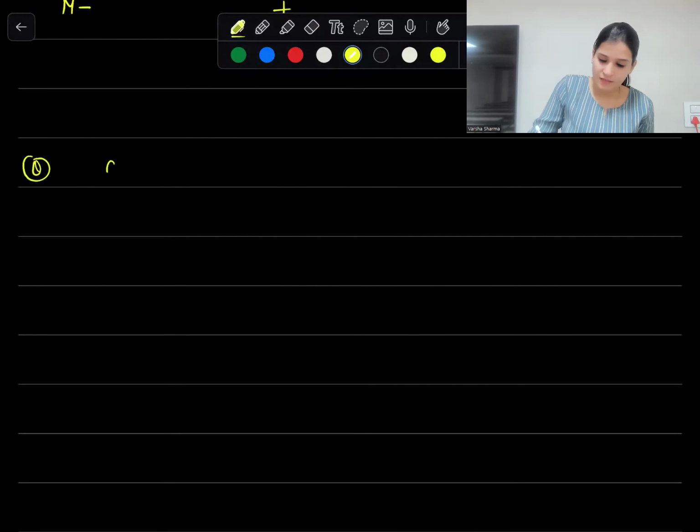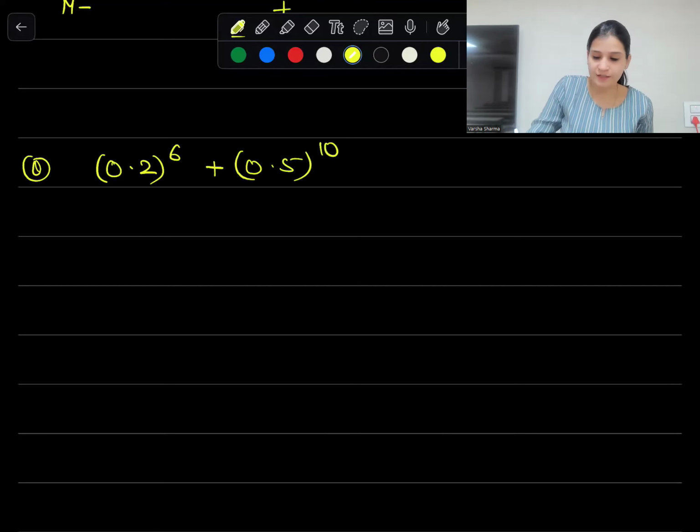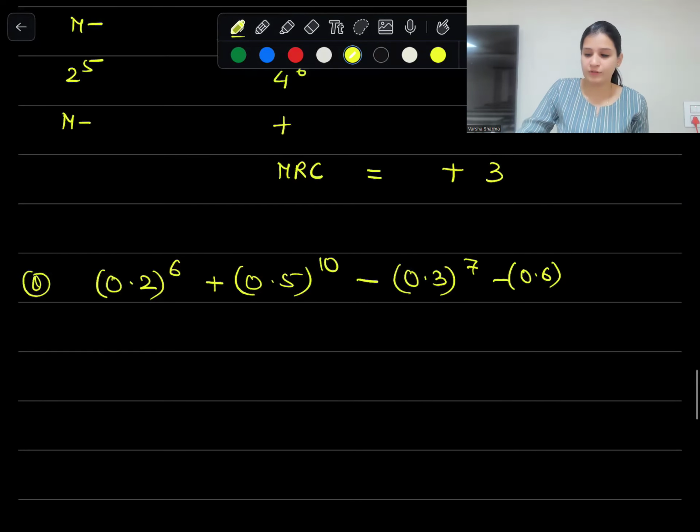Find this. 0.2 power 6 plus 0.5 to the power 10 minus 0.3 power 7 minus 0.6 to the power 3. Calculate.